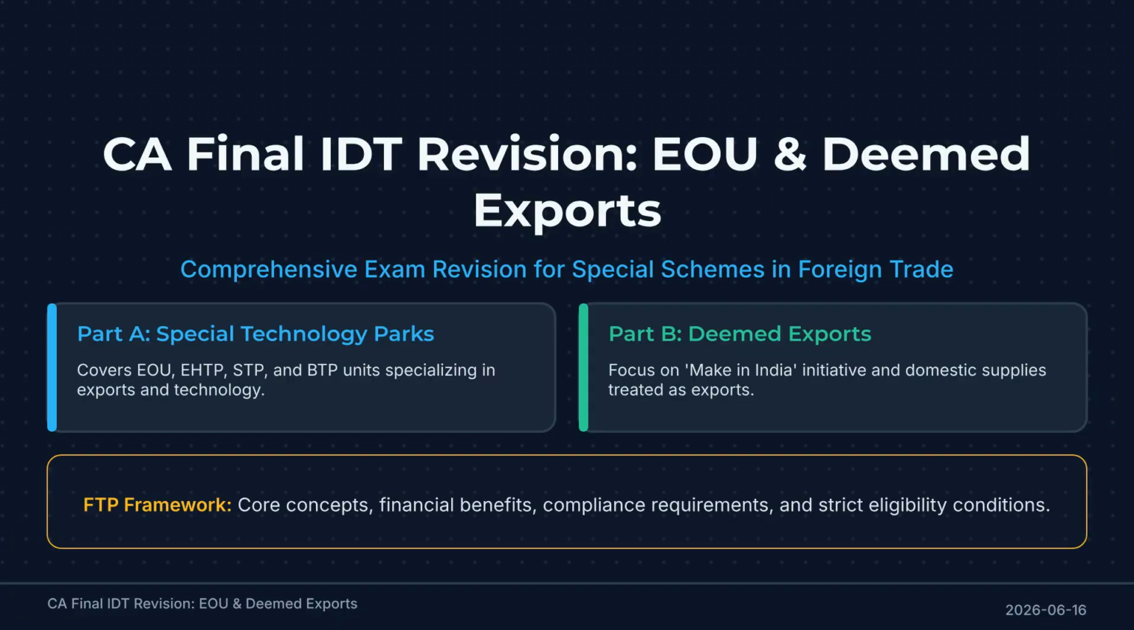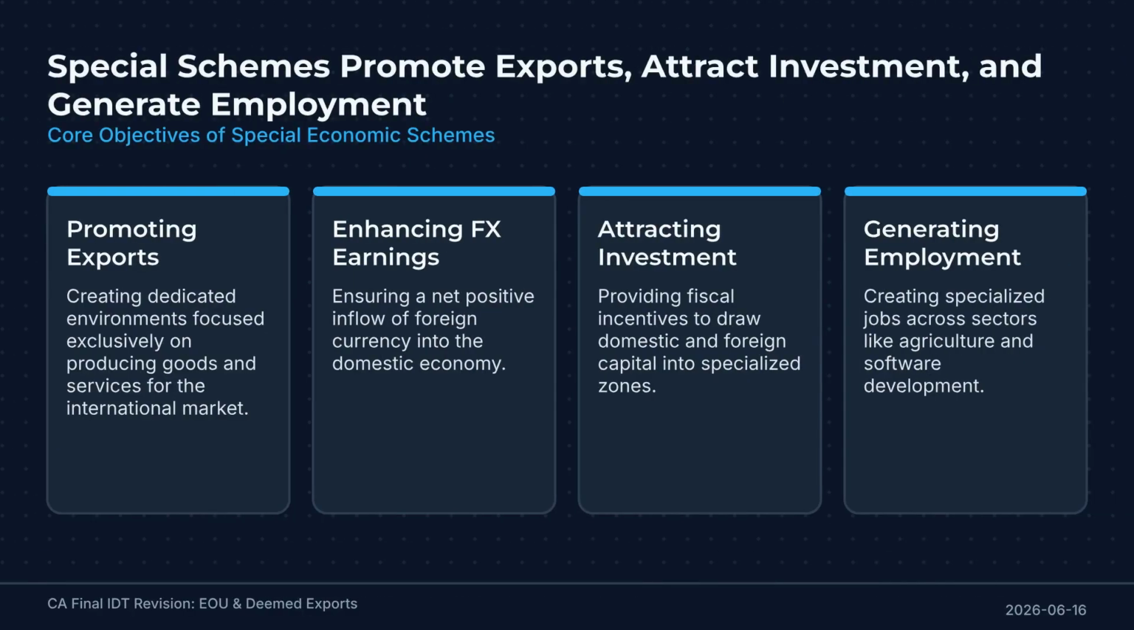in the exam. In this revision session, we'll master 2 highly important areas of CA Final IDT, EOU, EHTP, STP, BTP schemes, and the concept of deemed exports. While the first set of schemes focuses on boosting exports and foreign exchange earnings, deemed exports support domestic manufacturers under the Make in India initiative. We'll understand the objectives, benefits, conditions, compliance requirements, and exam-focused points in a logical and easy-to-remember manner. By the end of this session, you'll be able to tackle both conceptual and practical questions from these topics with confidence. Before understanding the rules, let's first understand why these schemes exist.